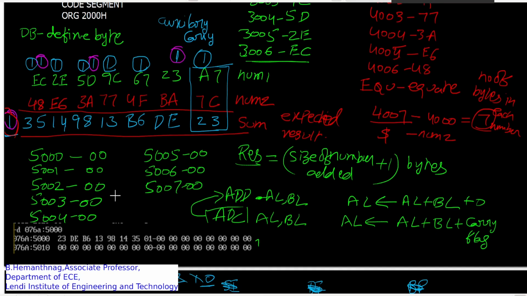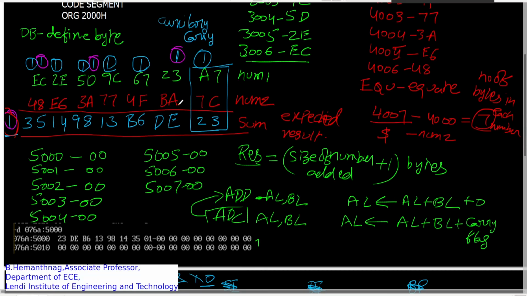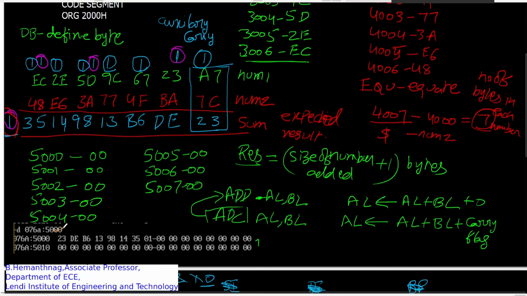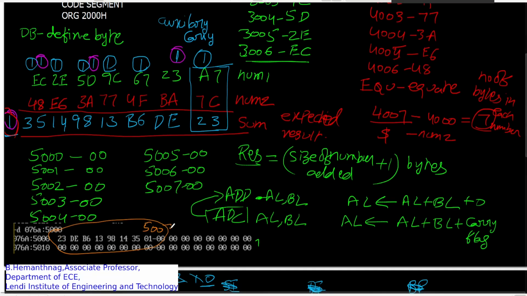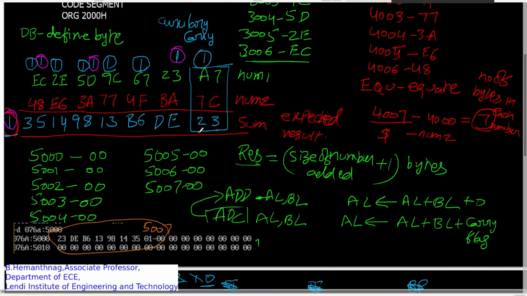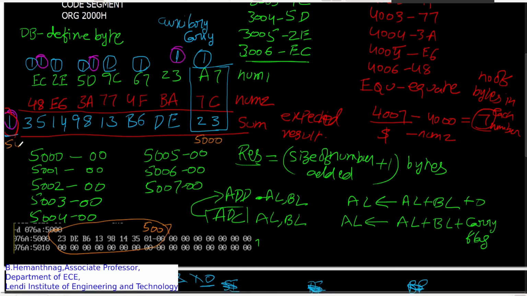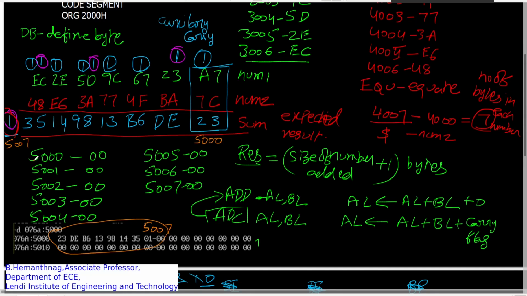As we can see here, the manually calculated value is this, and the obtained value is this, which are the same but taken in a different order. The lower byte is stored at 5000 and the higher byte, which is the carry, will be at 5007. So with this program, I can perform any sort of multi-byte addition.